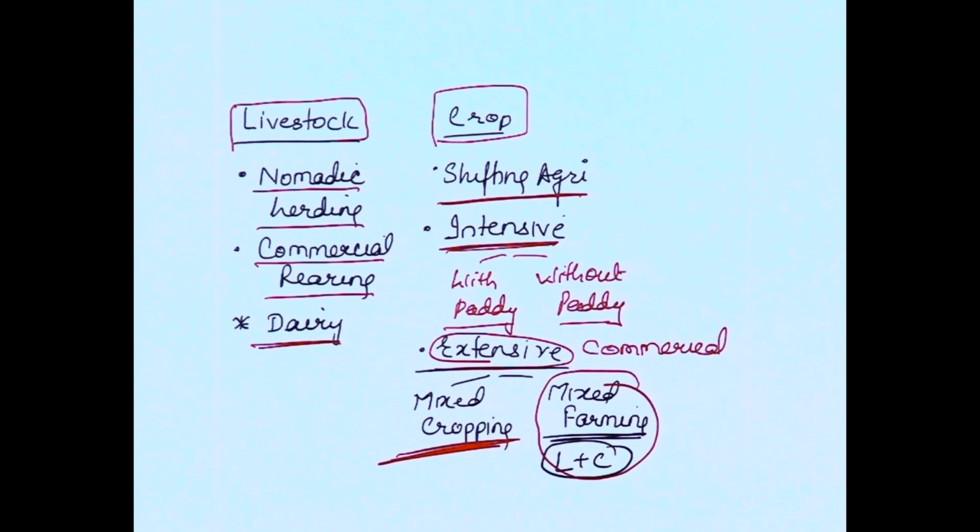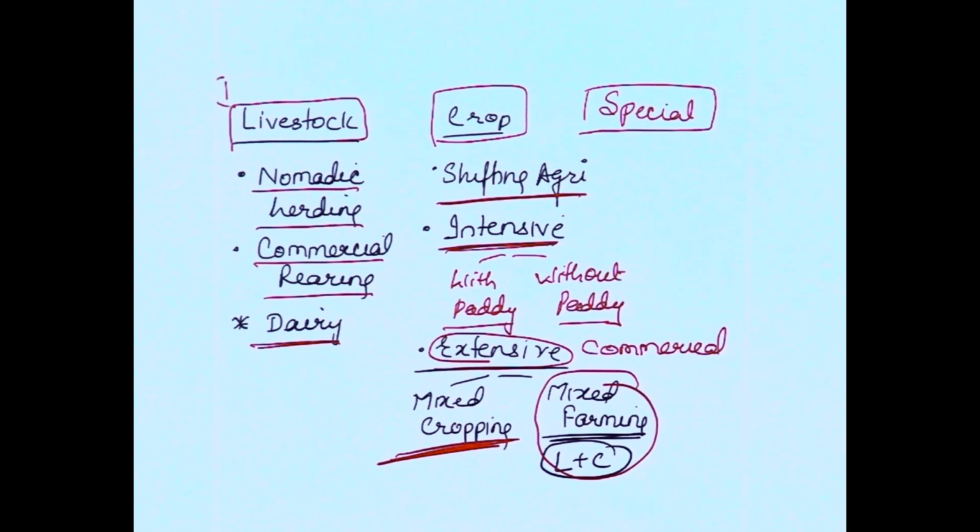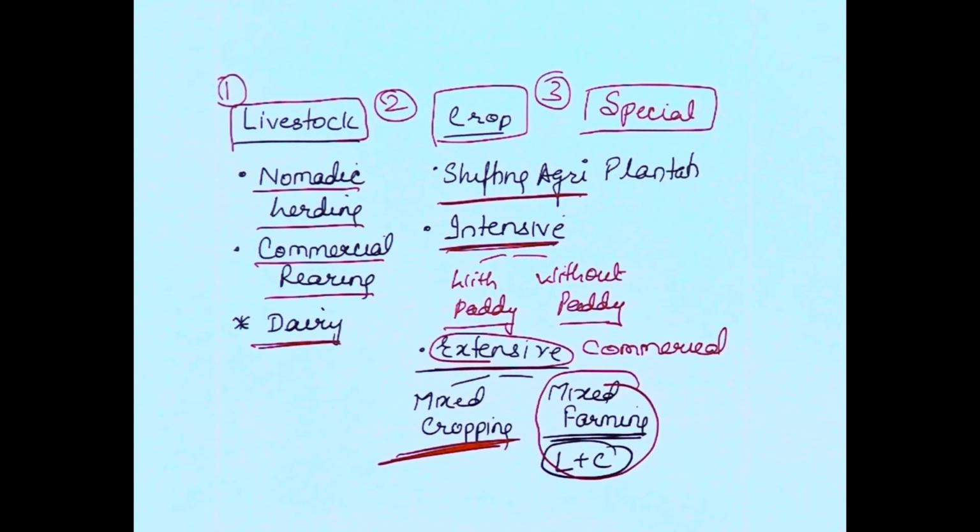But are these sufficient categories for agriculture? No, there are certain special types of agriculture also. And which are these special types of agriculture? So 1, 2, and 3. What is the special type of agriculture? It will include plantation and Mediterranean agriculture. Let us learn them one by one.